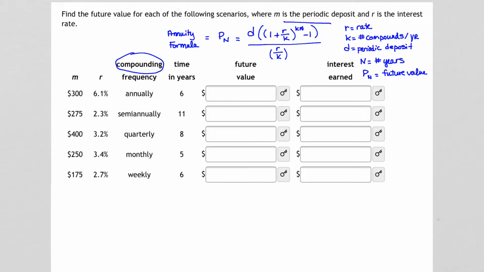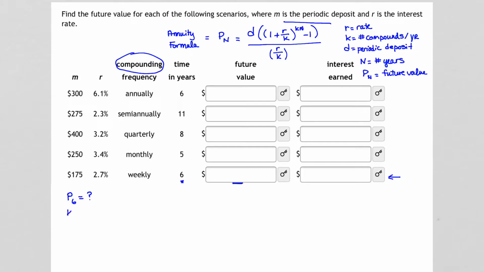Where do we go? Well, let's just take, for instance, one of these rows. I'll start with the bottom row, and let's identify all of the pieces for our formula. So we're going to start by identifying all of our variables. P sub n in our formula means the future value after a certain amount of time. And we are specifically looking for, in the bottom row, 6 years. So our future value after 6 years, that's our unknown.